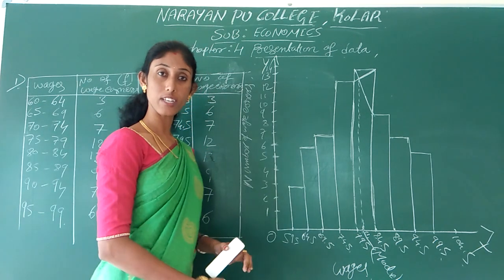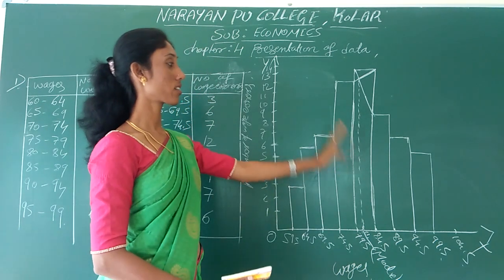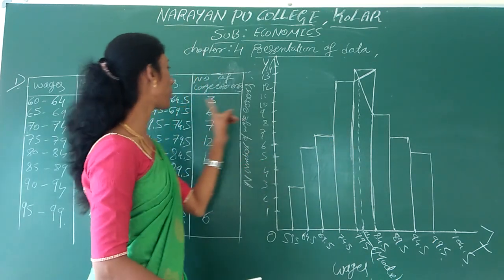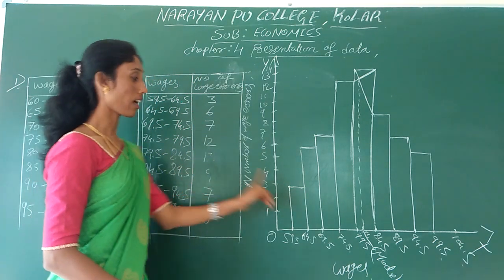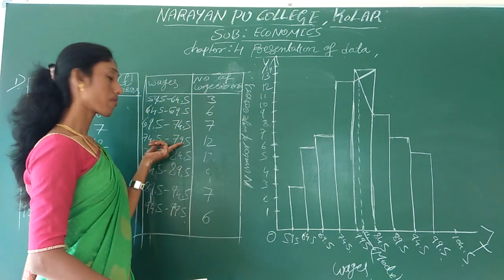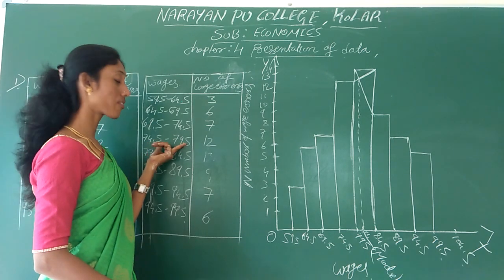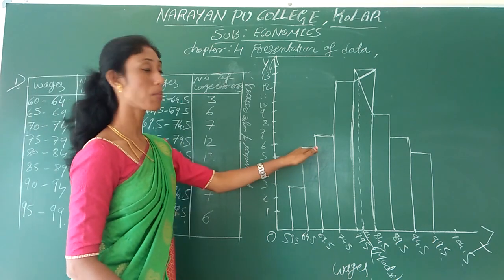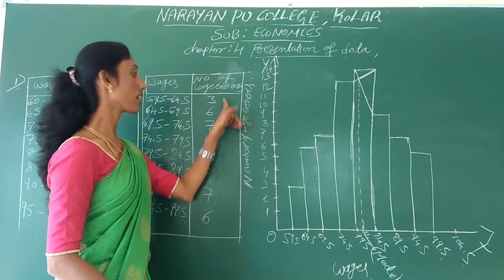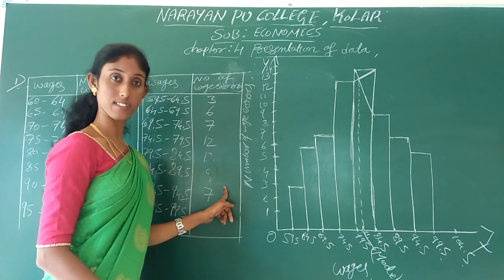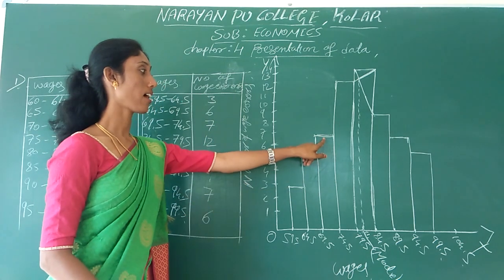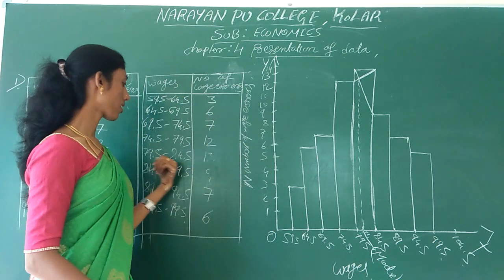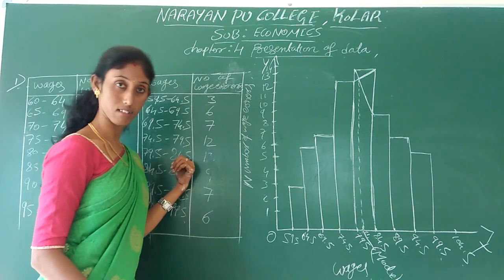I hope all of you understood histograms. This is what a histogram is, a set of rectangles, and here the height depends on class frequency and the width depends on the width of the classes. The width of the bar depends on the width of the classes, and the height of the bar or rectangle depends on class frequency. I said right? It's a set of rectangles. Height depends on class frequency, and width of the bar depends on width of the classes.